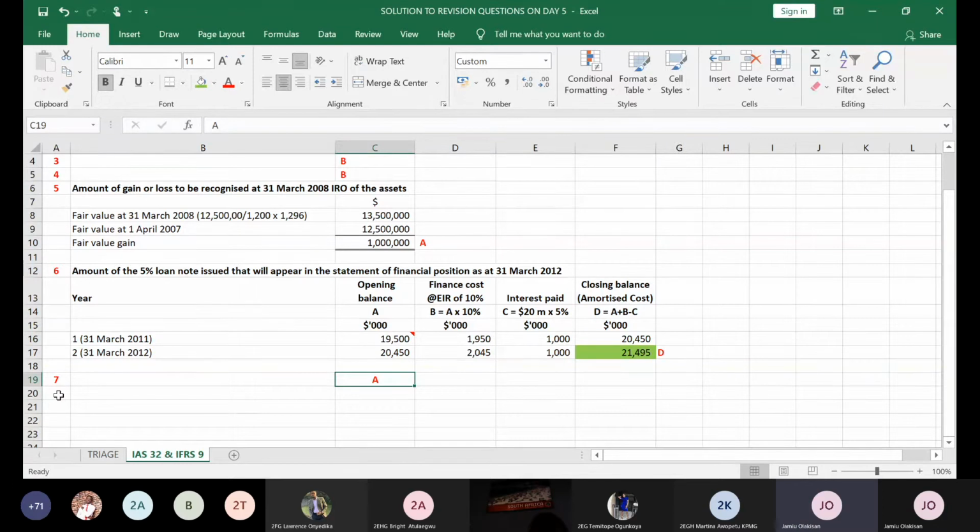Another example is changing tax rate or tax law after the end of the year. Changing tax rate or tax law after the end of the year is a non-adjusting event. What again?